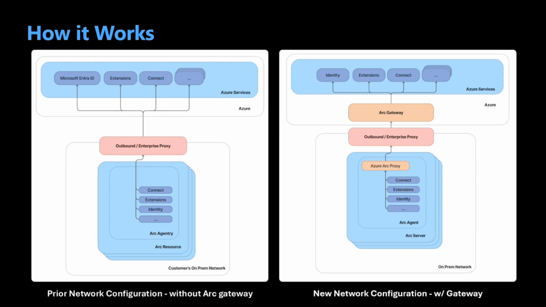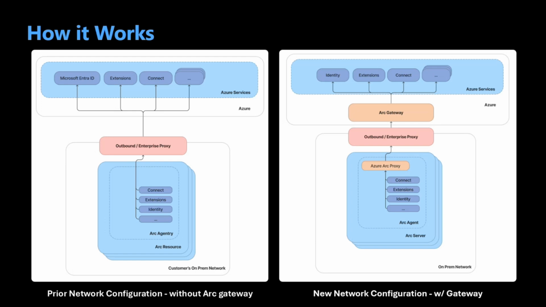As you can see on the left, because you're communicating directly with those endpoints, you need to allow each of those endpoints in your enterprise proxy. That's really the challenge that our customers are having. Now on the right, you see the new network configuration with the Arc Gateway in place. The 2 new components that I mentioned on the previous slide were added. First is the Arc Gateway resource in Azure. You create that gateway resource, and then you get a URL for that Arc Gateway.